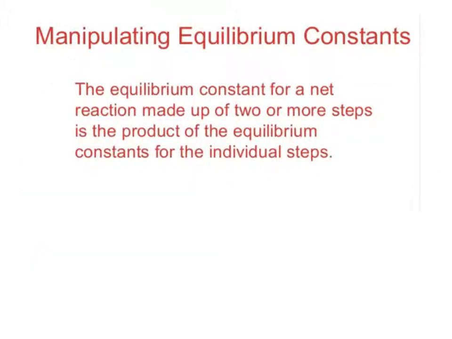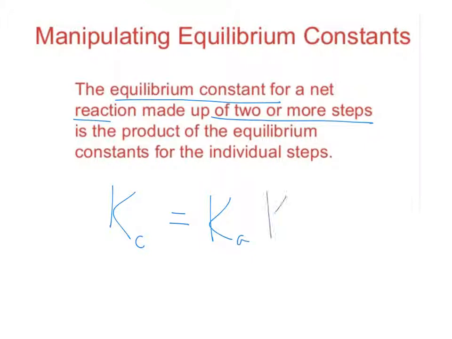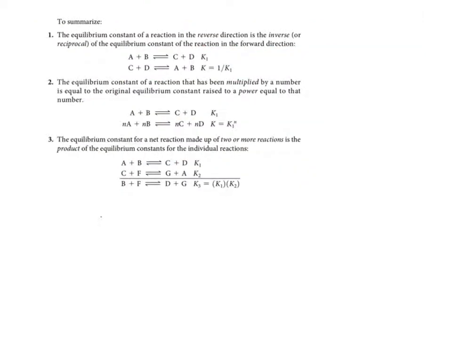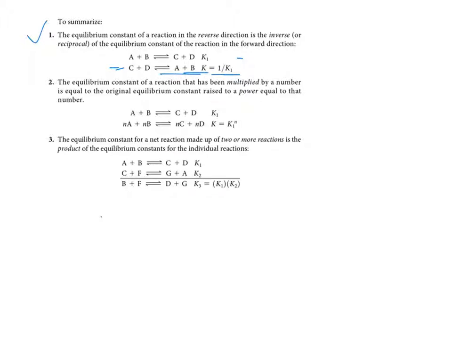And finally, if you have an equilibrium constant for a net reaction that's made up of 2 or more steps, then the Kc for the reaction is equal to the product of the 2 reactions you added. Let's see what that looks like. So these are the 3 things we've talked about. This was the first one. If you take the equilibrium constant of a reverse reaction, it is equal to the reciprocal of the first one. Then the equilibrium constant, if you multiply a reaction by a number, is equal to the first equilibrium constant to the power of that multiplication number.